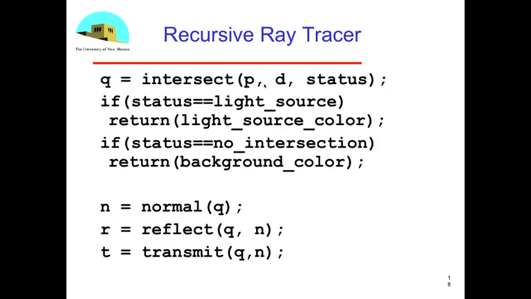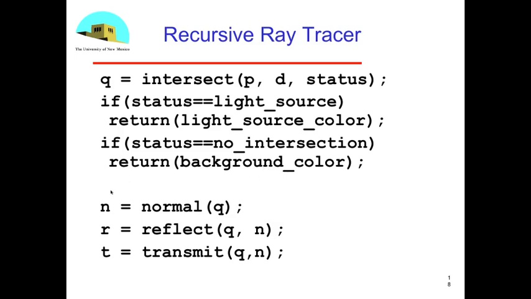Compute the intersection with the closest object. Intersect means intersect with all of the objects and the light sources and return back the closest point. It's going to tell me if that's a light source or if it's an object. If it's a light source, then I just return the color and intensity of the light source. If it doesn't intersect anything, meaning it hits the sphere, then I'm going to just say the color is the background color and return.